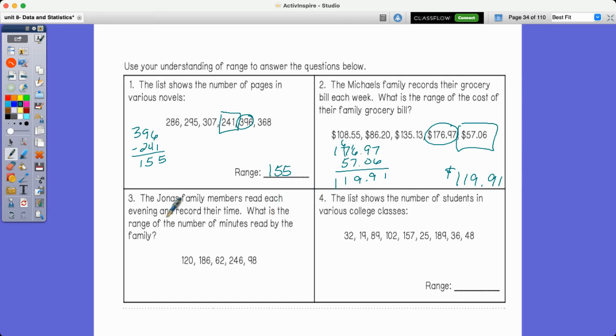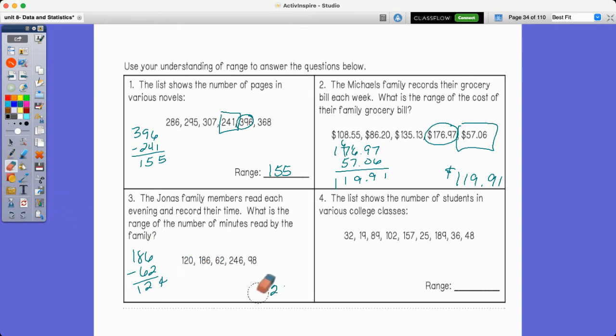The Jones family read every evening and record their time. What is the range of minutes read by the family? Once again, biggest minus smallest. You get 124 minutes. Oh, liar, liar, pants on fire.